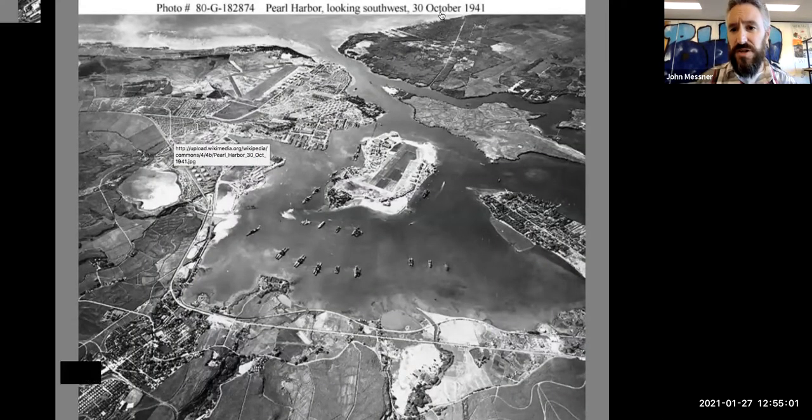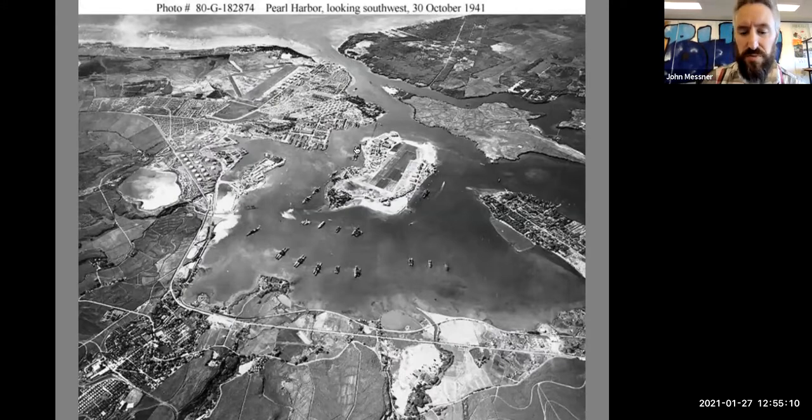And then here's a picture. You see 2 months before Pearl Harbor, before December 7th. This is October 30th, 1941. And so again, you see Battleship Row. There are only a couple of battleships there. And these are cruisers. These are the destroyers. And then this is Ford Island, the airstrip. This is Henderson Airfield. Okay.